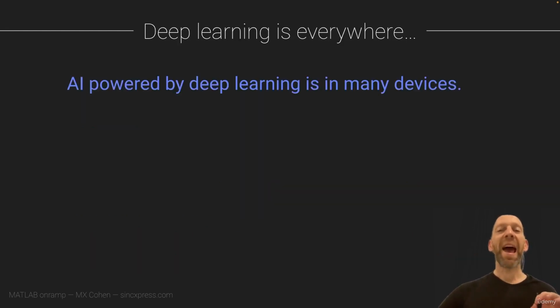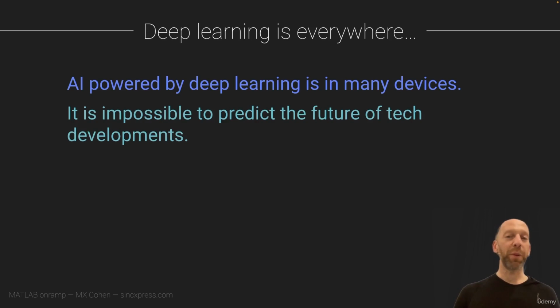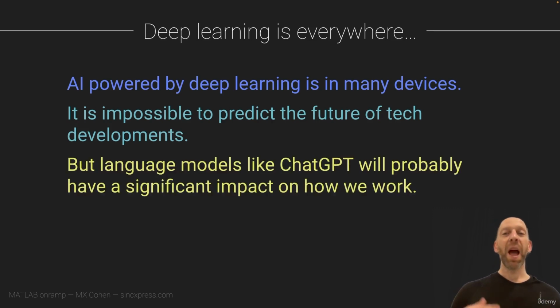Deep learning is everywhere in technology, and it will continue to become more prevalent in every aspect of our lives, from your phone to your car to almost any website. Now, it's always hard to predict how new technologies will develop and be incorporated into our work and personal lives, but I think we can all agree on one thing. Language models like ChatGPT are already proving to be transformative in how we work. It is likely to have a significant impact on jobs, especially in the tech sector.